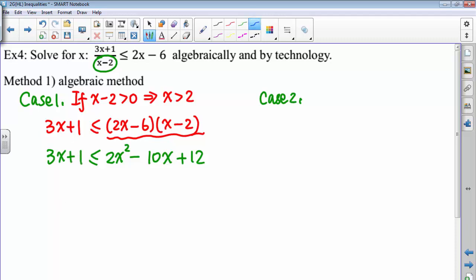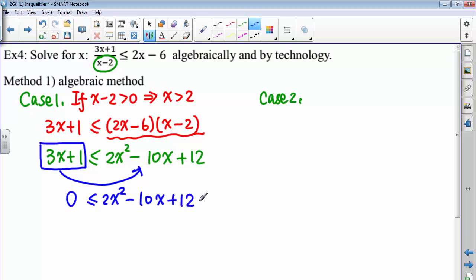In this case, I don't want to follow the first step that we summarized in section 3. I don't want to move all the terms to the left-hand side, because if you move all the terms to the left-hand side, the leading coefficient becomes negative. So here, I use the opposite way. I move all the terms from the left-hand side to the right side, and leave the left-hand side to be 0. So it's 0 is less than or equal to 2x squared minus 10x plus 12 minus 3x minus 1.